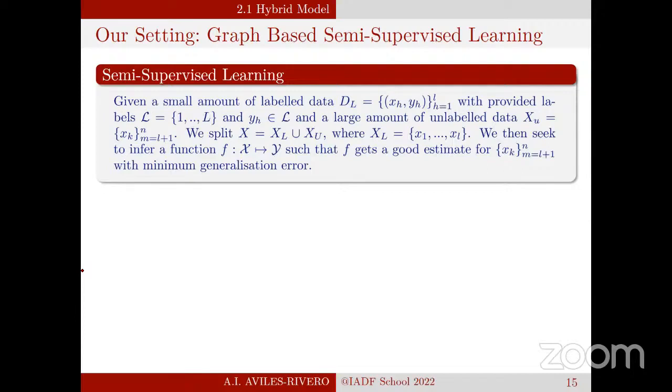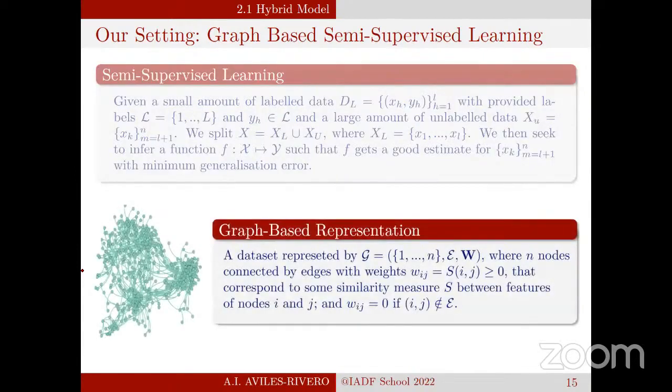So, okay, what is here? Just to formalize semi-supervised learning. What we have is a huge amount of unlabeled data and a tiny labeled set, and what we want to do is infer a function F such that we can get a good estimate for the large amount of unlabeled data. And we hope to do this with minimum generalization error.